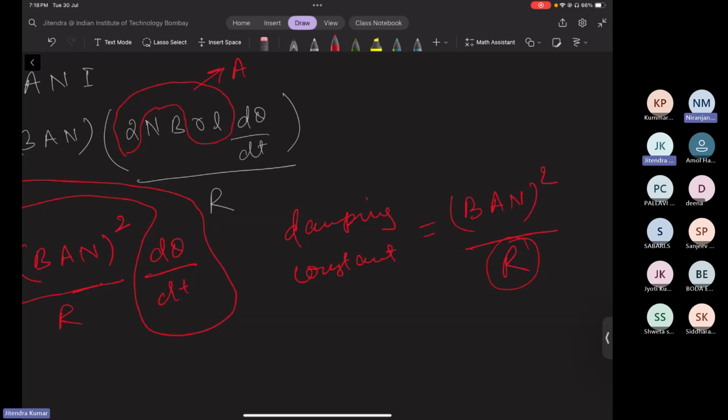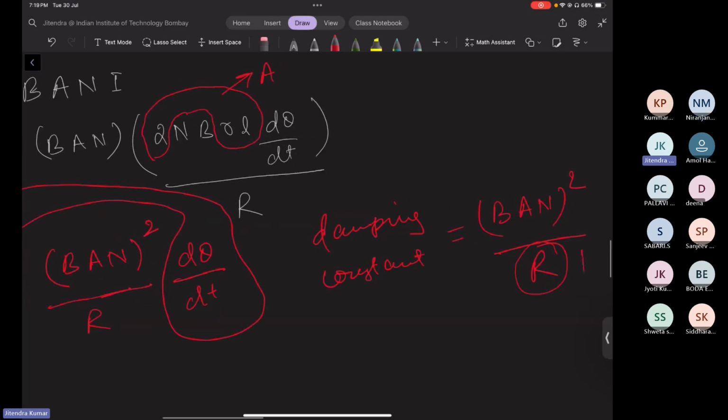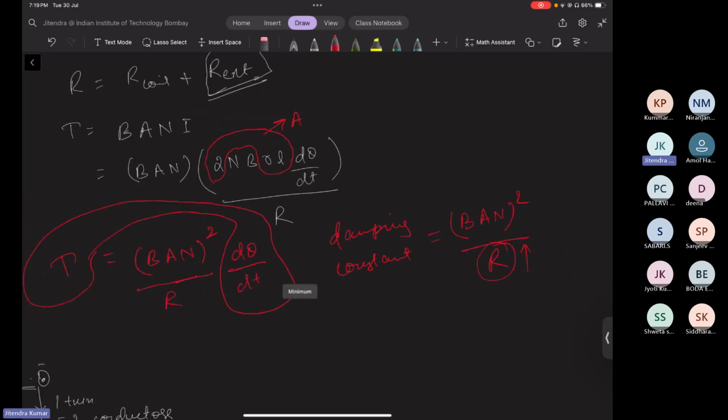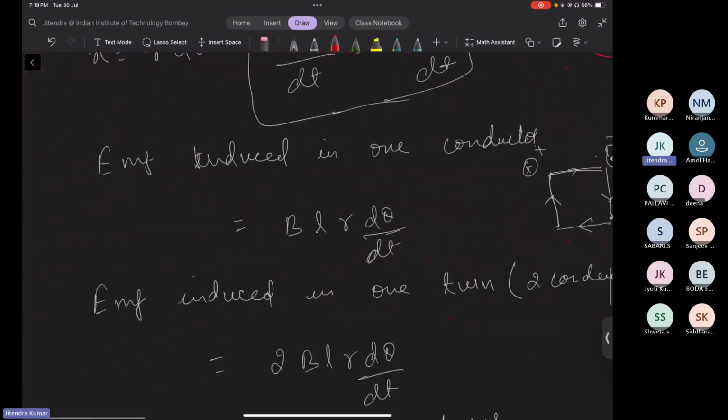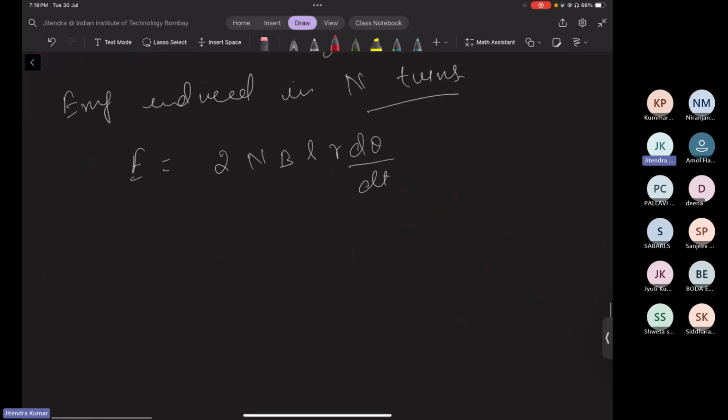The higher the value of R, the smaller the damping will be. So if you want a smaller damping, you will have to provide more resistance. So let us go back to our question, what we were solving. What is our question there?